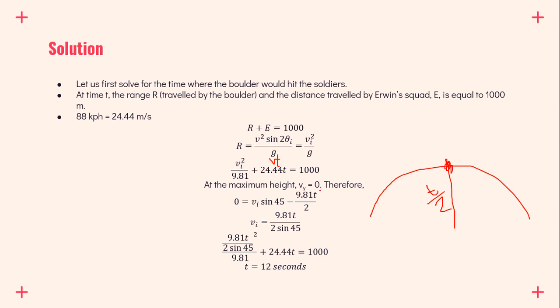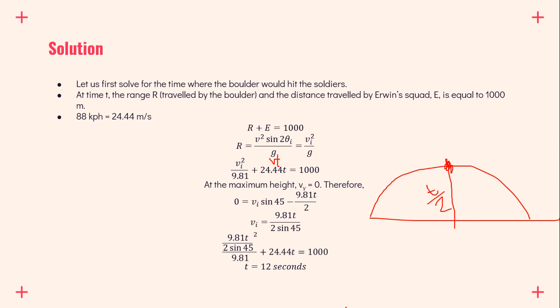So how did I get this? 0 is the final velocity. Vi sine 45 is viy minus 9.81, this is g, t. So at the maximum height, t is equal to t over 2. Okay? If the whole range is t, at the maximum height, the time is t over 2. So we have vi is equal to 9.81 t all over 2 sine 45.